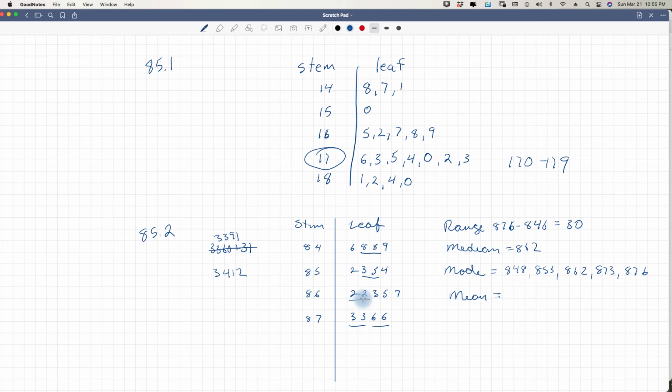All right, 860 times 5 plus 4, 7, 12, 19. That's 4319. And then we have 870 times 4 plus 18. That's 3498. All right, so we just add these four numbers together. 3498 plus 4319 plus 3412 plus 3391 equals. Let's see if I got that right.